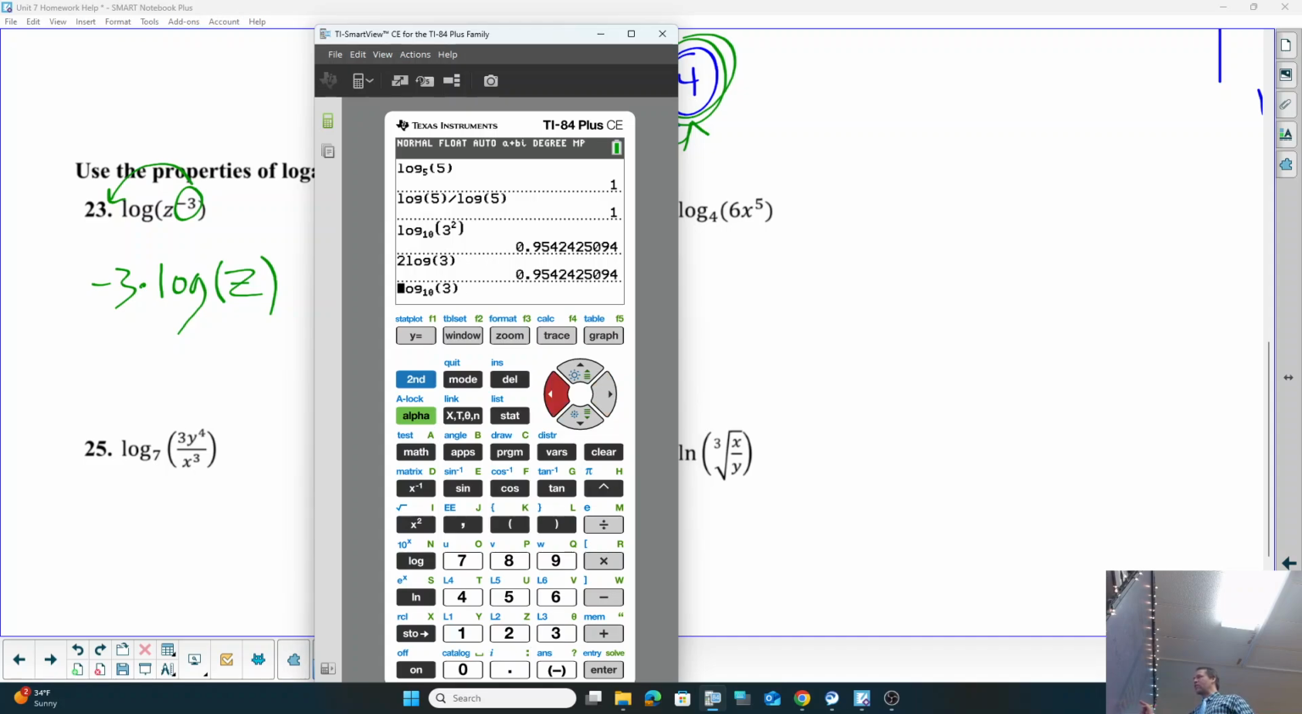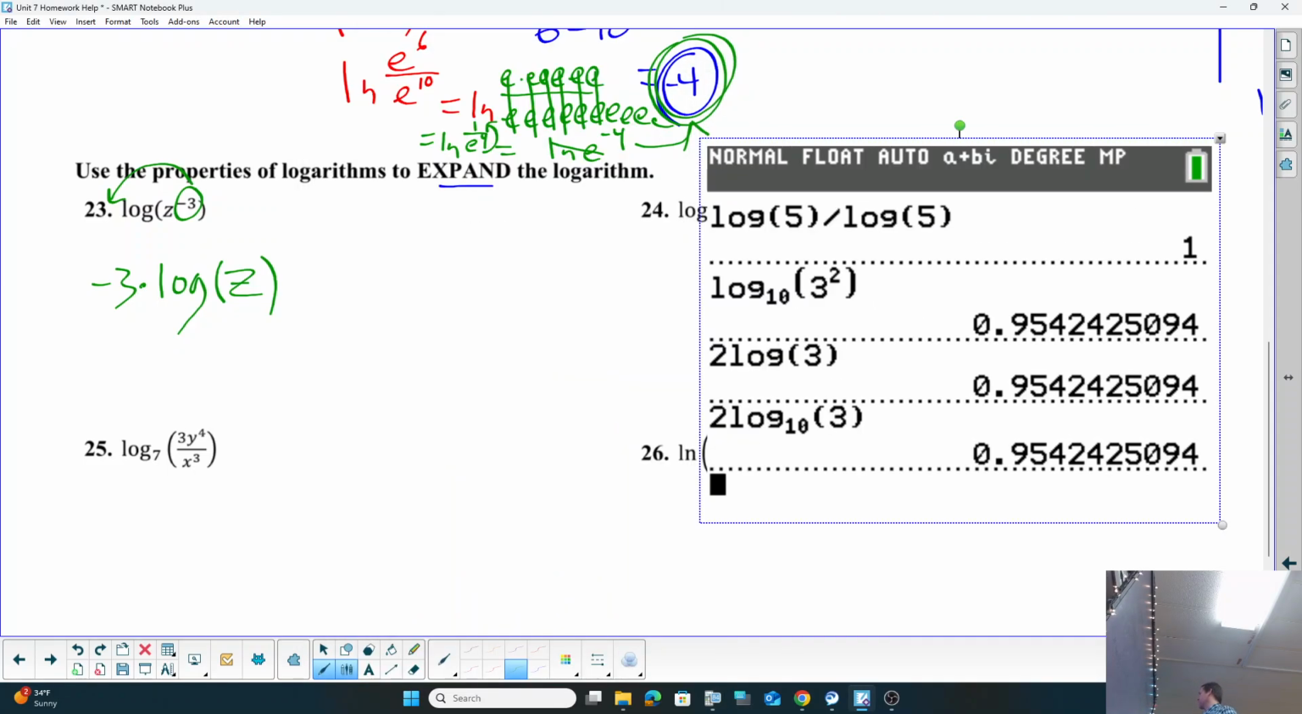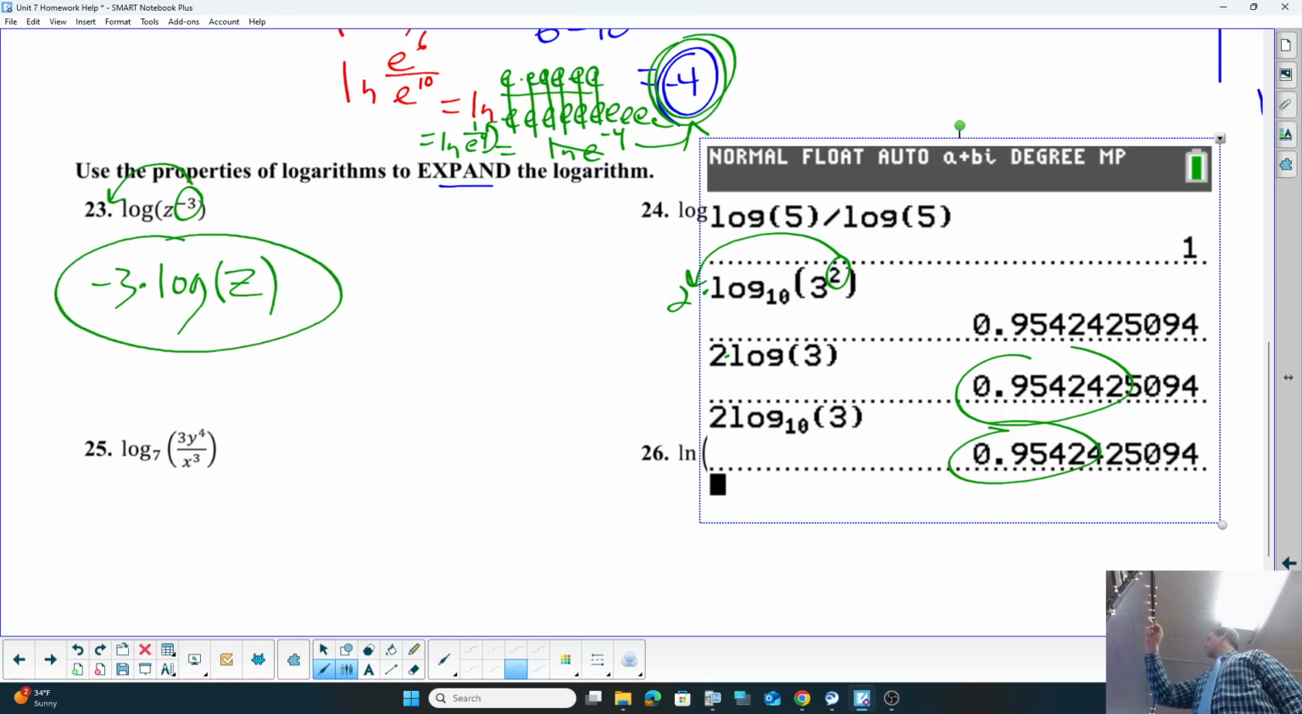So basically what we just proved is that you can put the power multiplied in front, because you get the same answer. So you can take the 2 and just multiply it in front, and you get the same answer. So number 25. Ooh, condensing. We need to expand it now. Whoa. So that's the answer for 23.